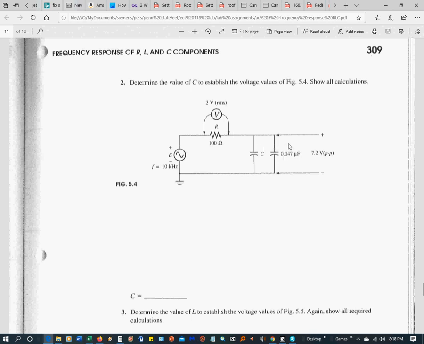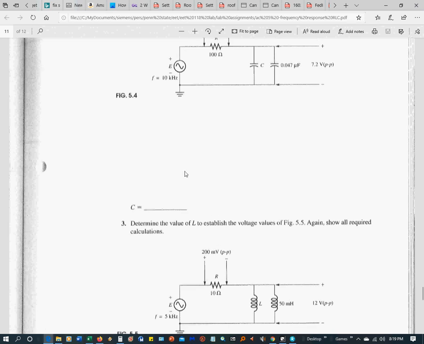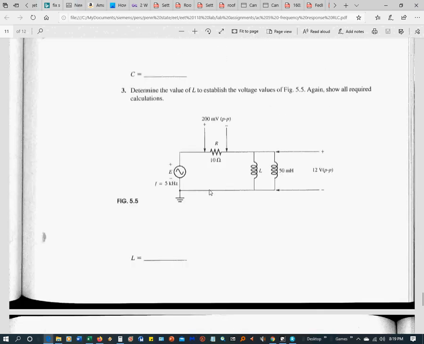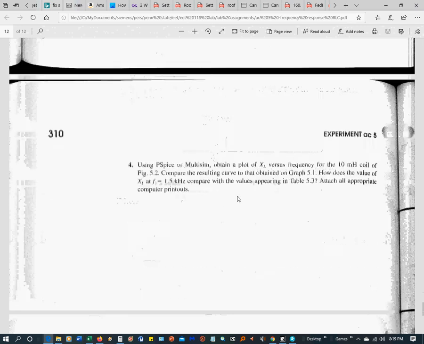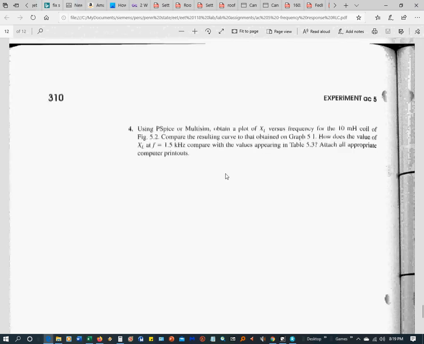And then again, same thing here. It wants you to set that at 7.2 volts peak to peak, and then figure that out. But you can do all this by hand. You don't need the circuit to do this. Same thing with this. You should not need the circuit to figure this out. And then this last part, you can do this in the circuit if you want to figure it out, or you could just do it in Excel from your graph. So that's about it. Hopefully that helps you get through this lab.